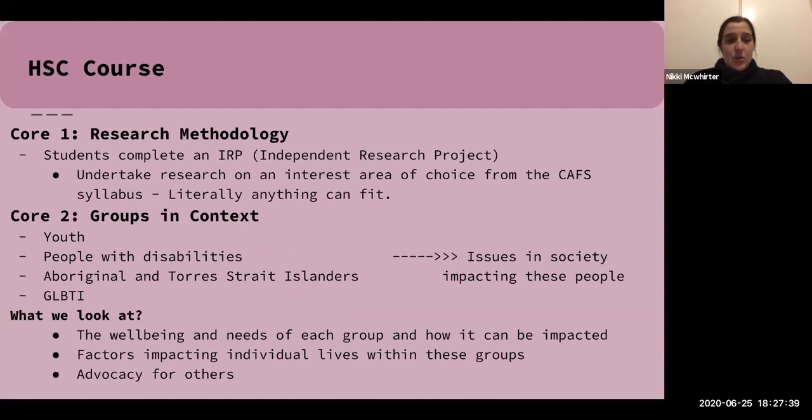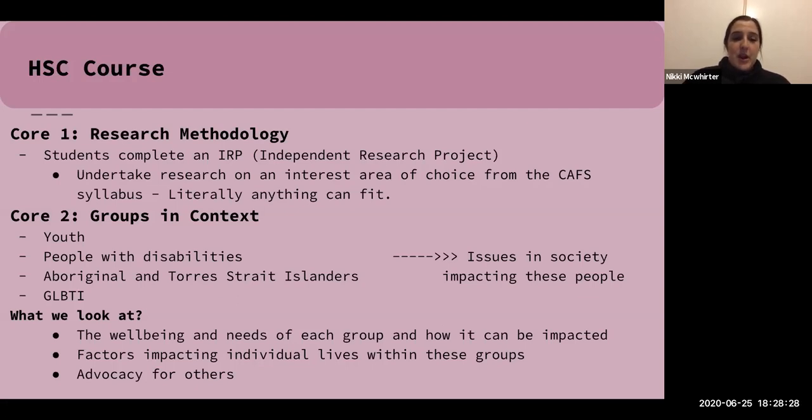In the HSC course, we have three cores and one option. We have research methodology, which is the independent research project. You learn all about how to undertake research, which is very handy if you're off to university or in any job, learning how to gather all the information you need to make a decision. In this core, you can pick any topic that you're interested in and make it fit the CAFS syllabus, and then you research it. You do primary research, gaining your own data, then you look at data that's already been gained, which is secondary research, and you come to a conclusion about the area you are researching. So you develop a question, do all your research, and come to a conclusion.